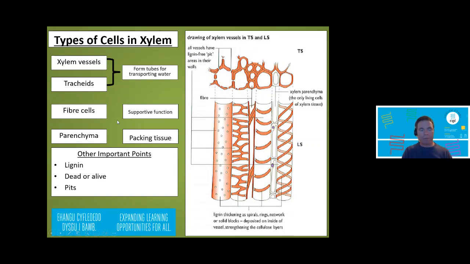Some other important points. The first one is lignin, and now I can talk a little bit more about this diagram. Lignin is a waterproof substance which deposits itself in the lining of the cell walls of the xylem vessels and the tracheids and the fiber cells. When it deposits itself in that cell wall, the first level of deposition is this spiral arrangement of lignin. So when a cell first starts to become lignified, stage one is this spiral arrangement that we see in this third cell here.